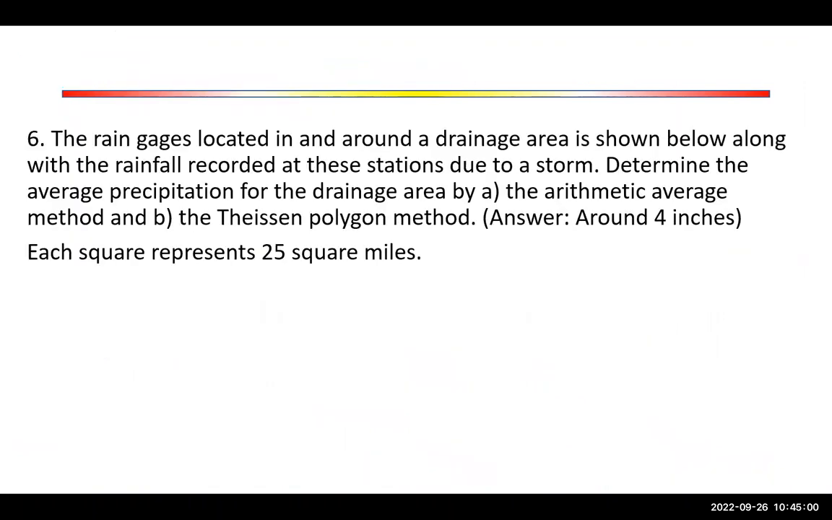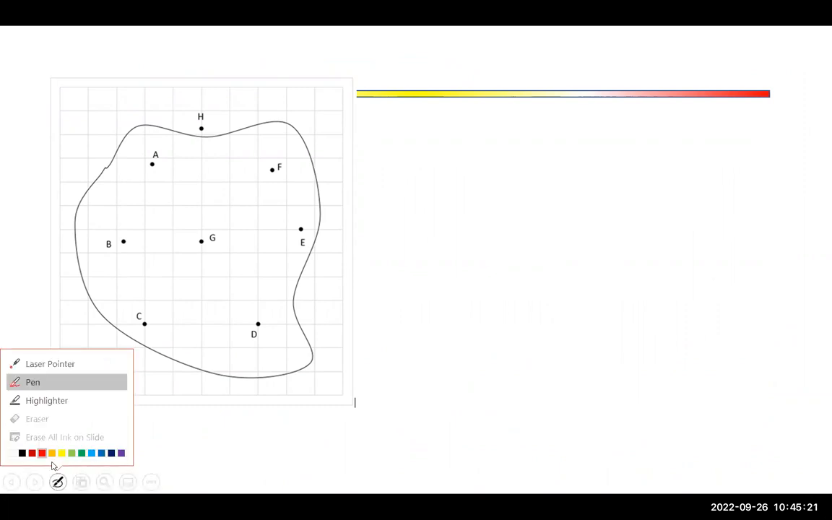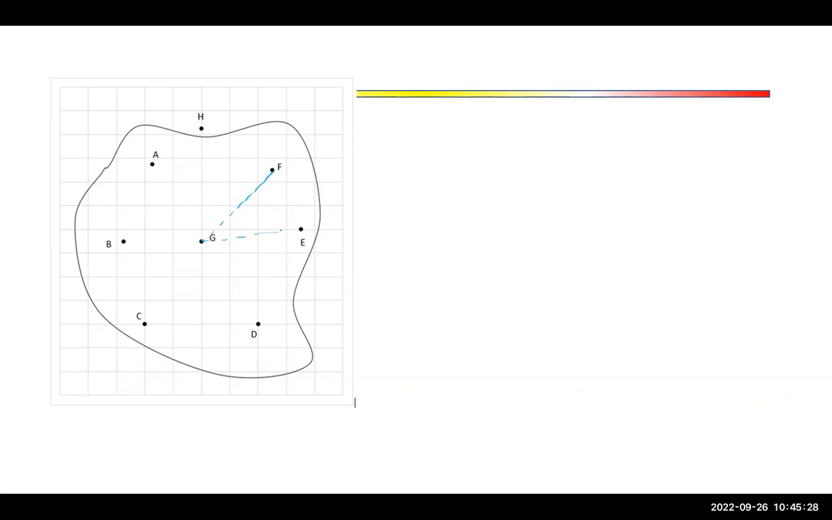Okay. So the very last one, a rain gauge located. The main thing is we have these stations here. You need to calculate the precipitation using the Thiessen polygon method. So here, how many stations do we have? 8. Okay. So what we will do, if you can remember, the very first step was to connect all the adjacent stations using dotted lines, right? So that's what we will do.